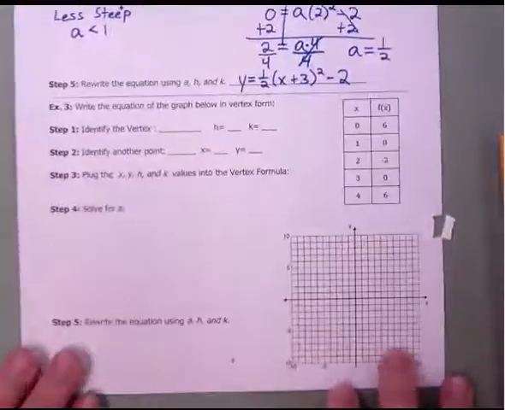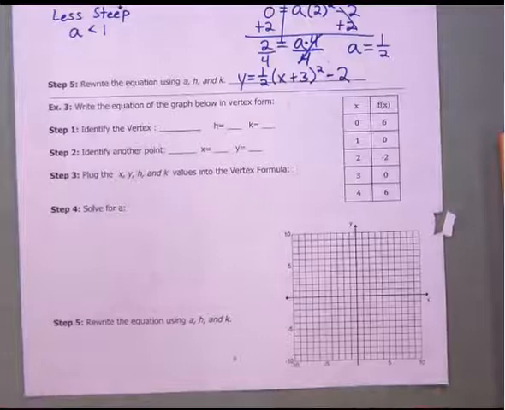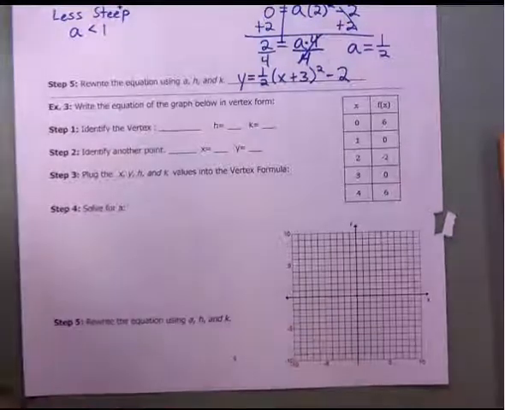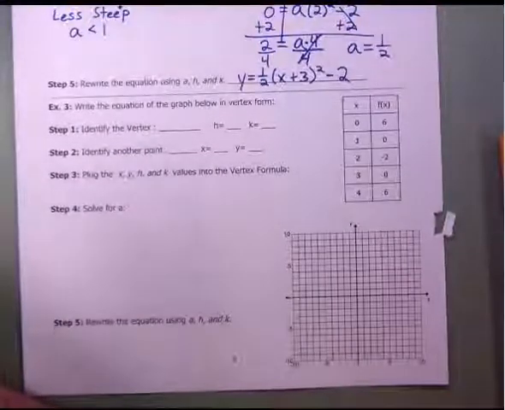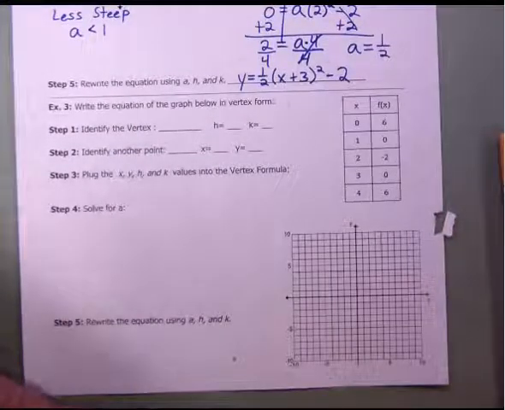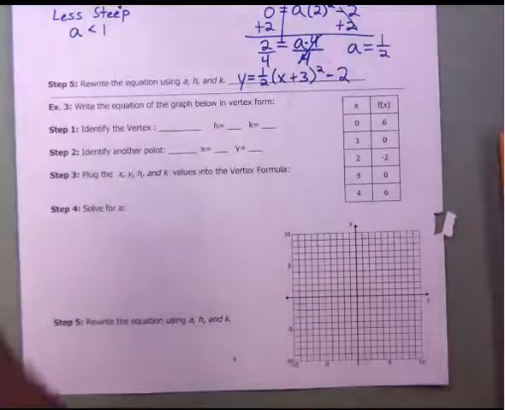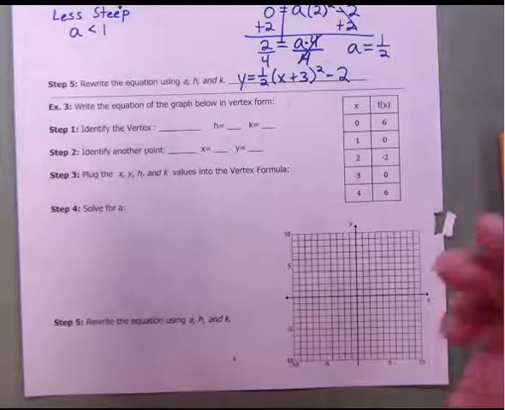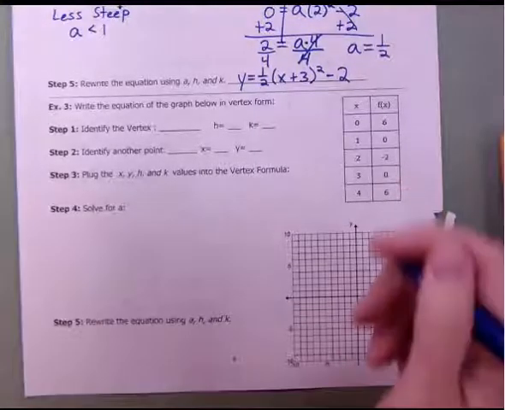Example number 3. This time they're giving us a table. So the first step for us is to identify where our vertex is. So remember, your vertex is always in the middle of your quadratic, and it also has the axis of symmetry that goes right through the middle of it.